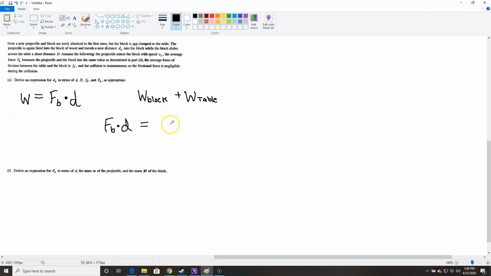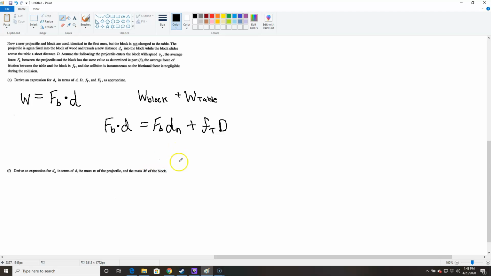The work done by the block onto the bullet. So what we do know is that will still be the average force we solved in part D, because it told us this. It made that an assumption. Except we're not going to use D. We're going to use D with the n subscript, because it's the new distance. This D sub n is less than this D without the subscript. Now, the work done by the table. Well, the table exerts a force F sub t across a distance, capital D. Now, our ultimate goal is to solve for dn.